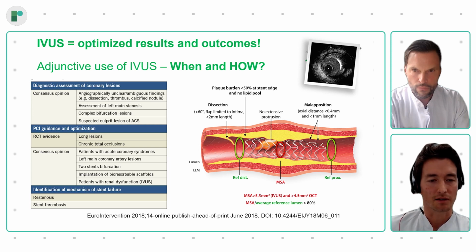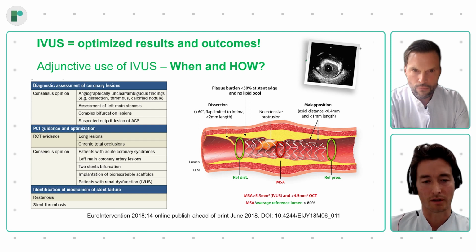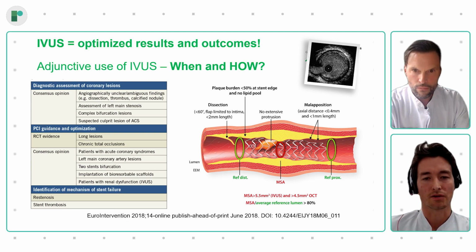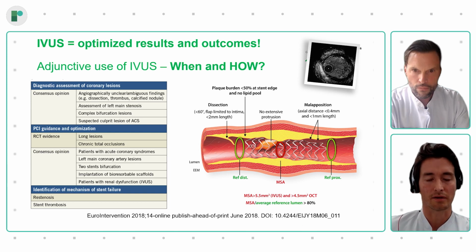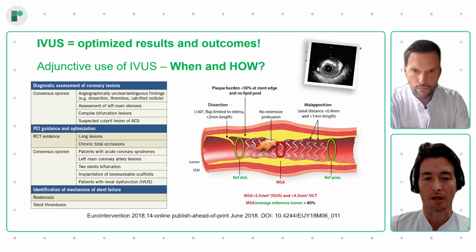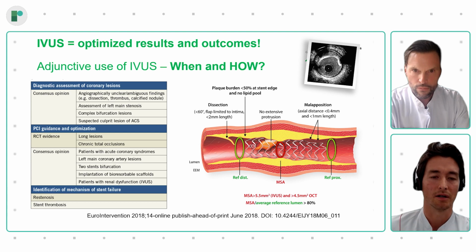But also the identification of the mechanism of stent failure is a very important situation we want to address. We want to find out whether there is significant restenosis and stent thrombosis, which you're not able to identify by mere angiography-guided PCI.